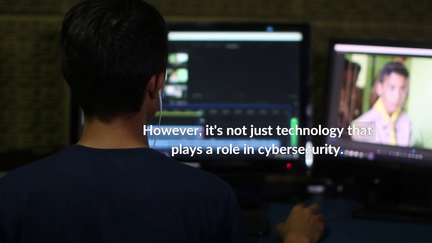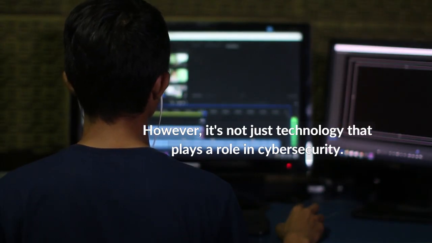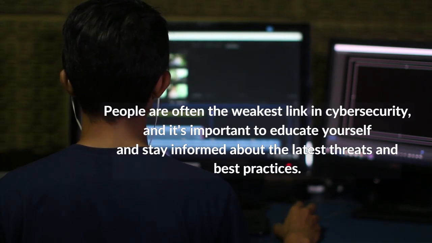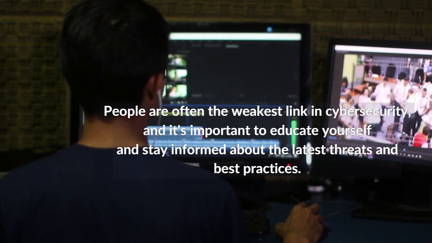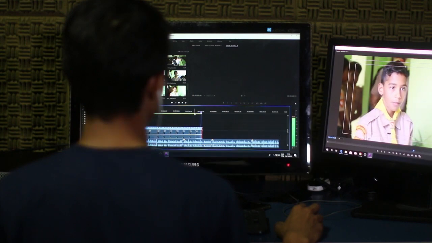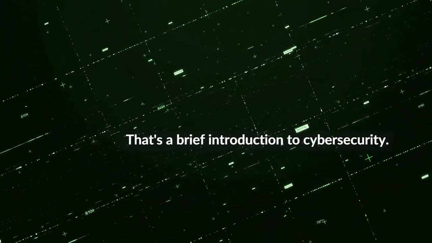However, it's not just technology that plays a role in cybersecurity. People are often the weakest link in cybersecurity, and it's important to educate yourself and stay informed about the latest threats and best practices. That's a brief introduction to cybersecurity.